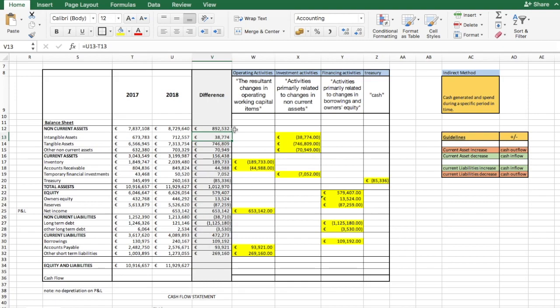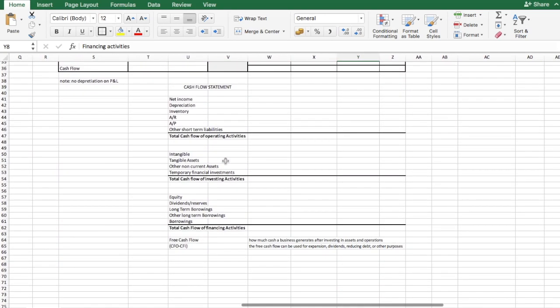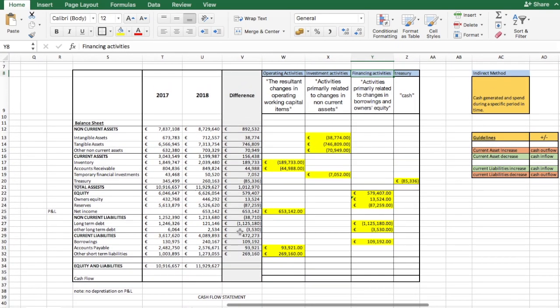So we're going to divide into three categories: operating activities, investing activities, and financing activities, which are the three elements of the cash flow statement: operating, investing, and financing. So I'm going to walk you through the whole process. We're going to do some examples in each category, and then we're going to complete the cash flow statement.